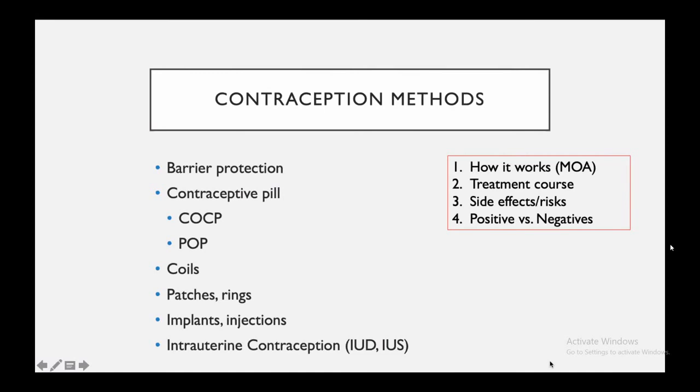So when counseling a patient on a contraceptive method, you want to explain, 1, how it works, 2, the treatment course and the method of use. You want to cover the side effects and risks associated with each contraception method, and you want to explain the positives and negatives of each contraception method. So I will now be explaining and going into each contraception method and explaining these 4 elements in relation to each method.